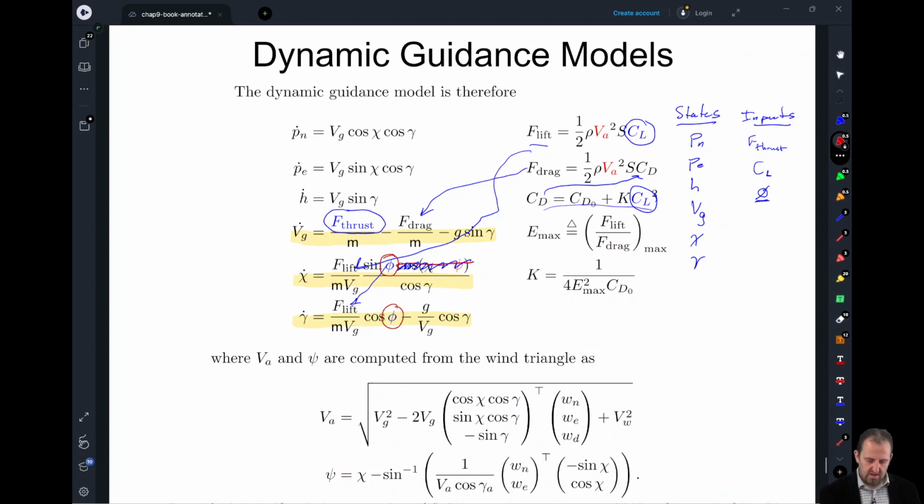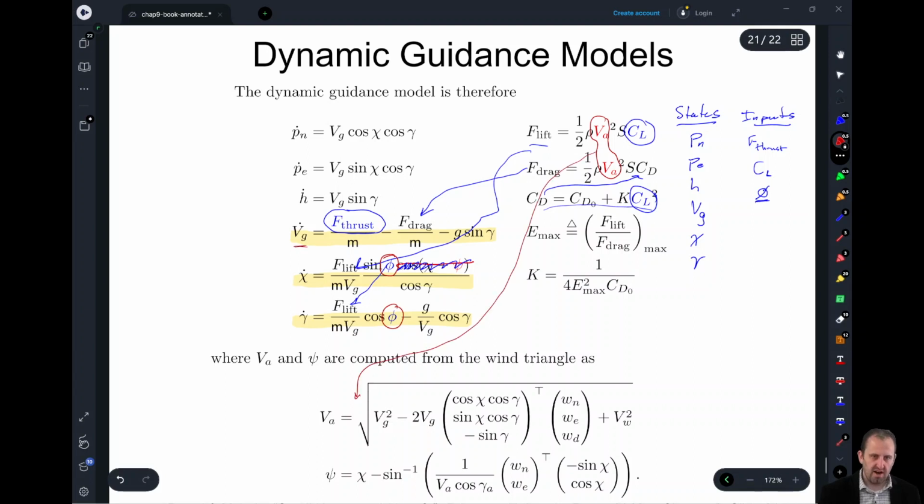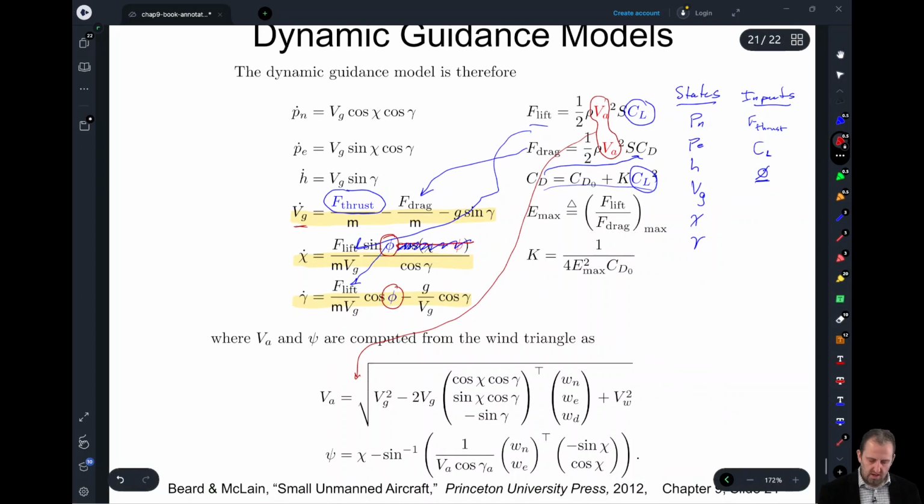The other thing that I stated incorrectly was that our airspeed was somewhat constant. We don't have to have our airspeed constant because we're changing Vg, but we can compute our airspeed from this relationship right here, and that's just utilizing the wind triangle. Also, again, if we need it, our heading angle can be derived from our course angle as such.